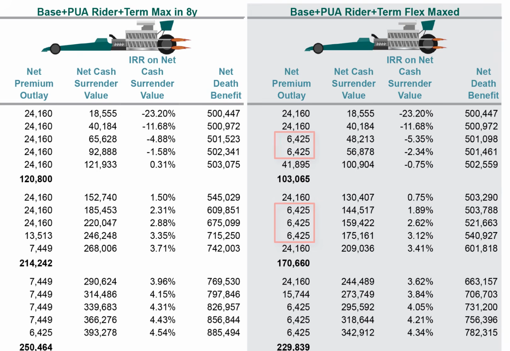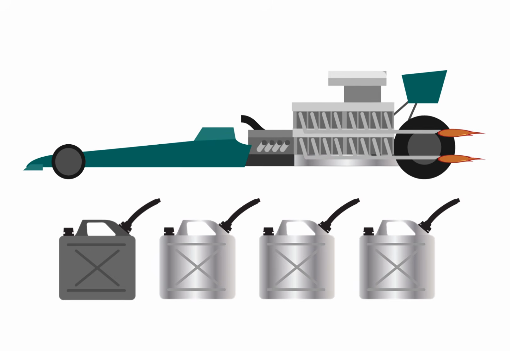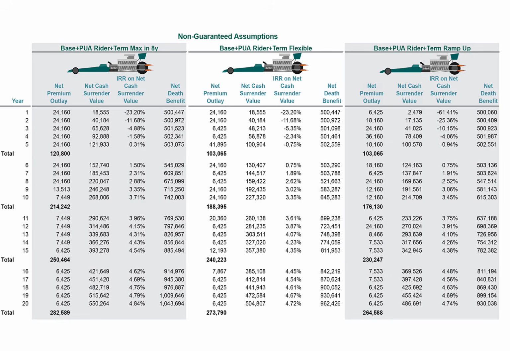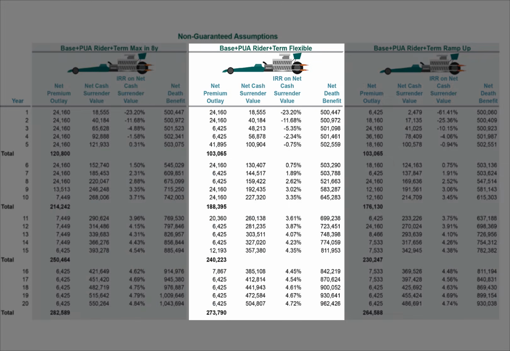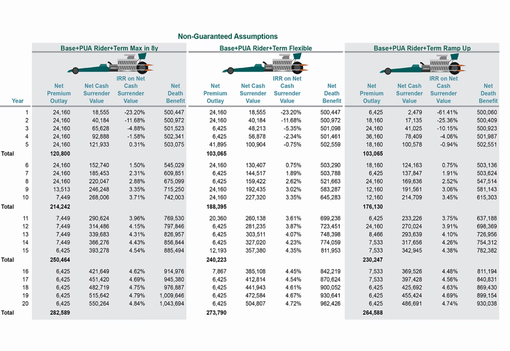Last, we're going to look at a scenario where someone wants the big car but can't quite front load it with all the fuel right away. For comparison's sake, we've put the optimal front-loaded policy to the far left, the flexible premium scenario we just looked at in the center, and this new ramping up scenario over here to the right. Remember, all of these are the exact same base policy and combination of riders.